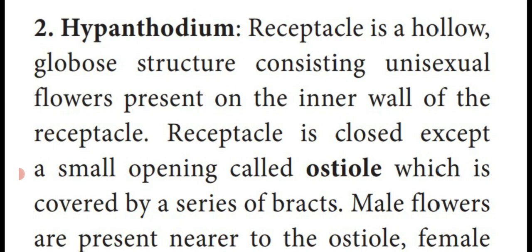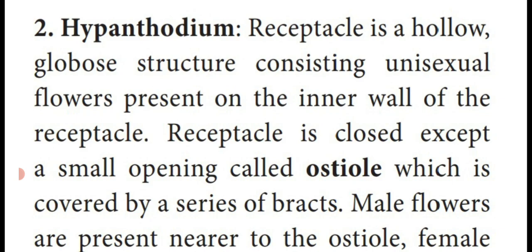In this hypanthodium, the receptacle is hollow. That means centrally it looks like a gap. And the structure looks globose, which contains unisexual flowers in the inner wall of the receptacle. So flowers are arranged in the inner wall of the receptacle region. The receptacle is closed except at the tip, which contains a minute opening, or small opening, called an ostiole. This ostiole is covered by a series of bracts.